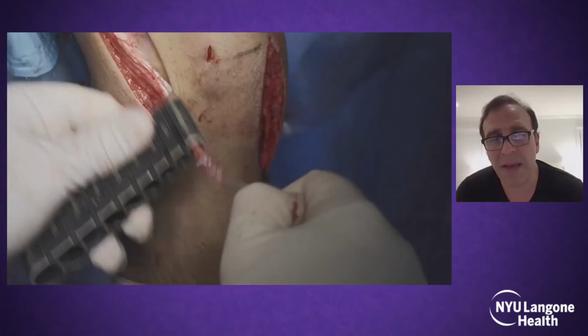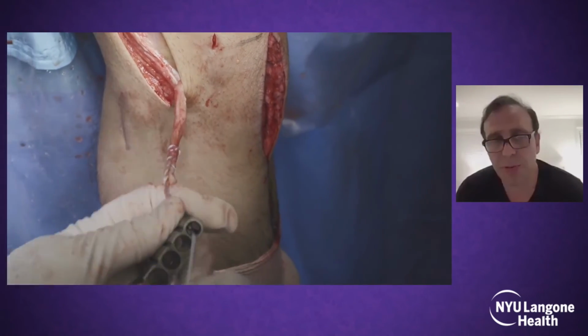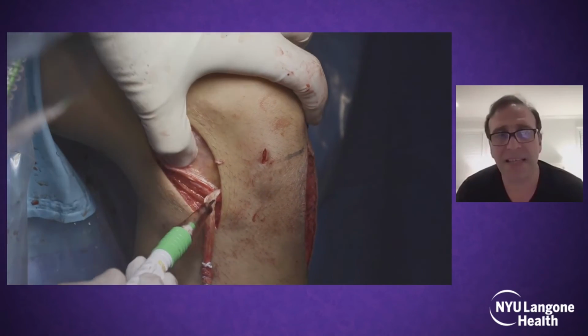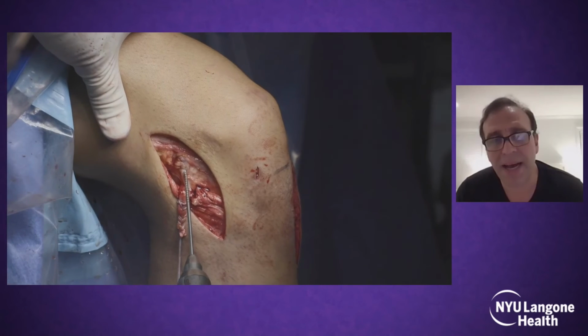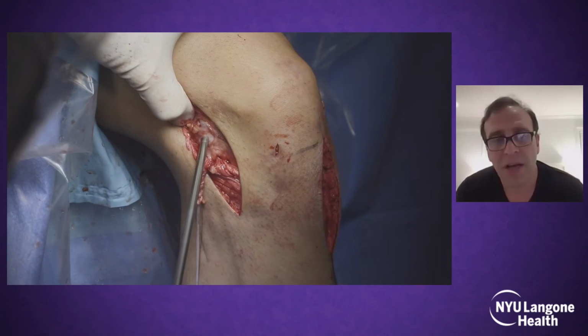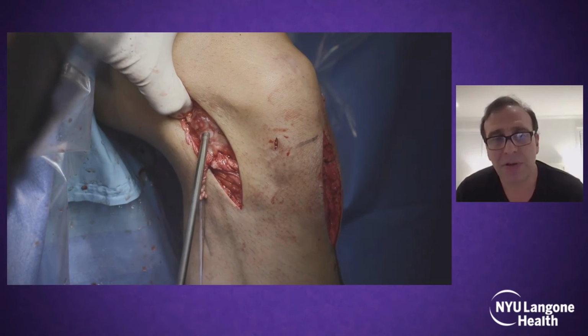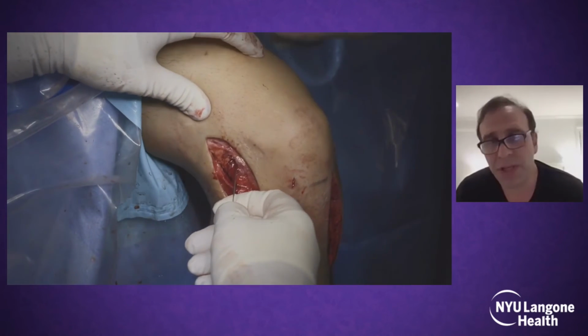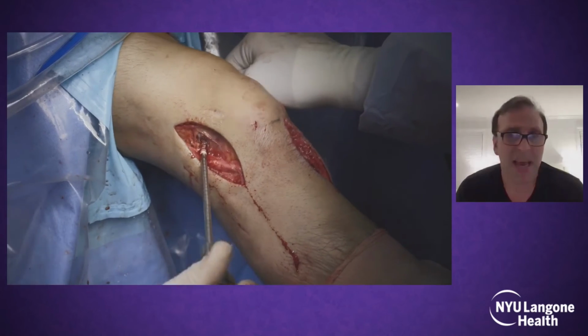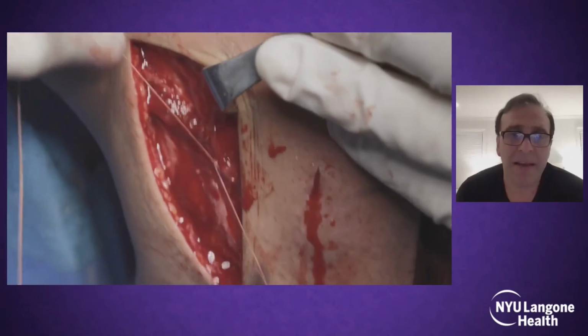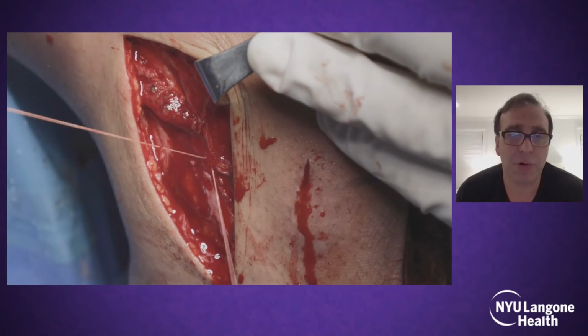We use the same kind of instruments we use for our ACL reconstruction. I'm sizing the IT band, and certainly, people ask, well, how long do you make it? I make it 40 millimeters longer than the epicondyle, so typically it's about 7 to 8 centimeters. I'm drilling in a slightly proximally anterior position, and then I'm tensioning it in near full extension and neutral rotation, and I'm closing the IT band.